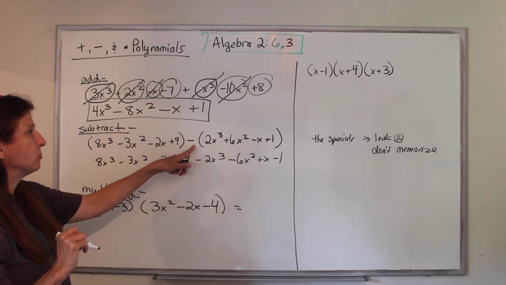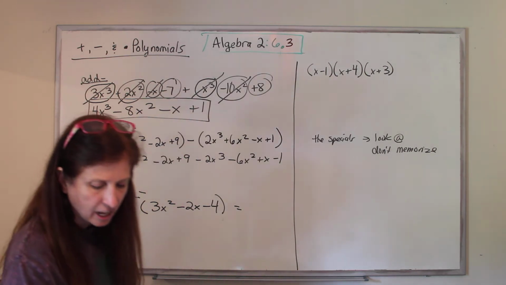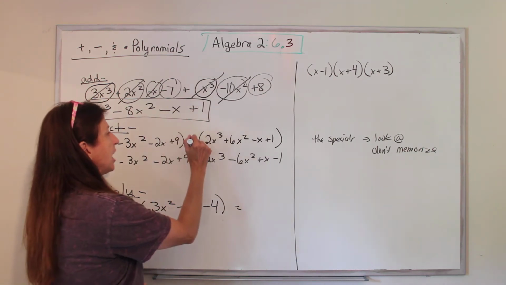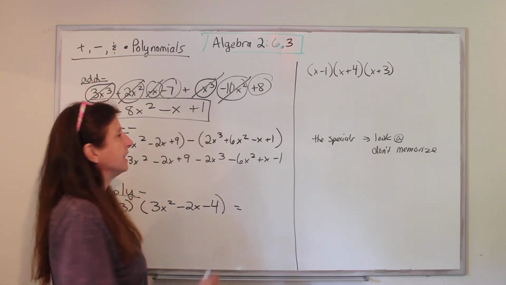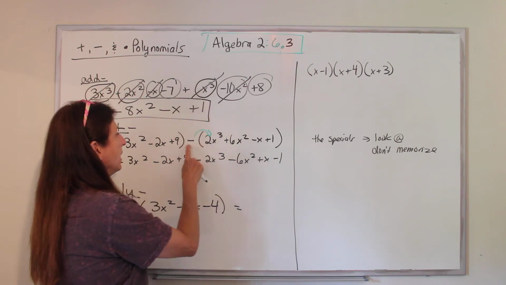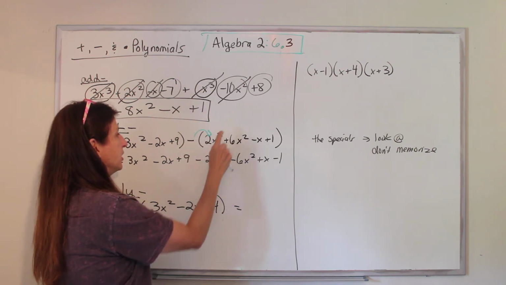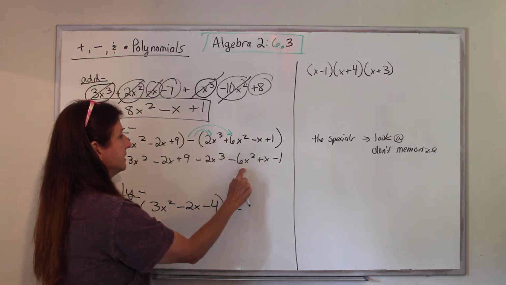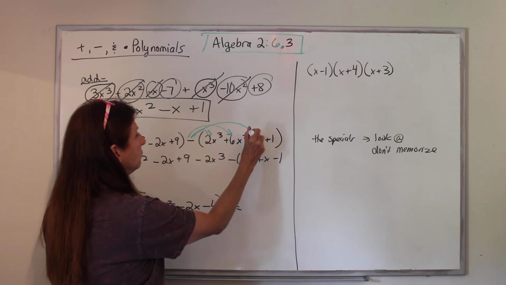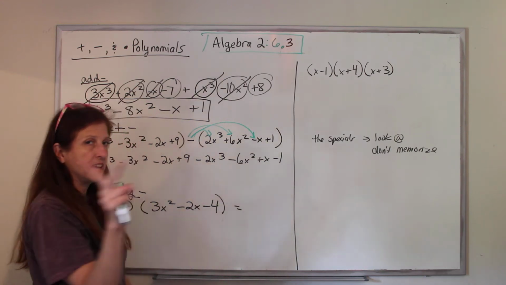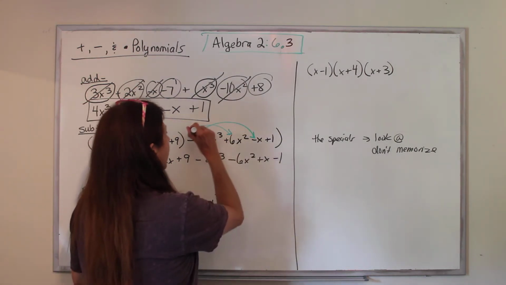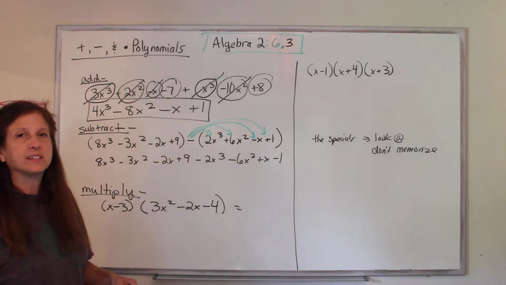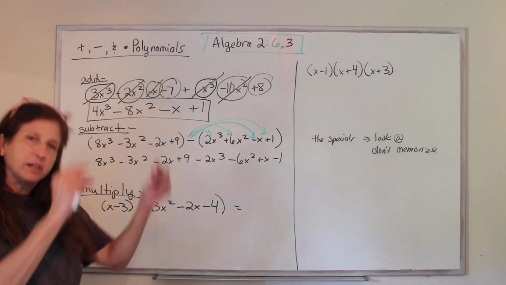Now, if it is subtract, we have an extra step. We have to distribute that negative. So it's like multiplying this whole thing times a negative 1. So negative 1 times 2x cubed is negative 2x cubed. Negative 1 times 6x squared is negative 6x squared. Negative 1 times negative x, two negatives make a positive, is plus x. And negative 1 times 1 is negative 1. I got rid of my parentheses and I gather up my terms.